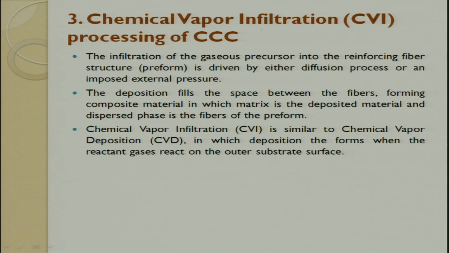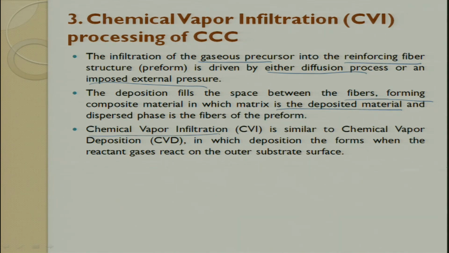The next one is the chemical vapor infiltration process. In the chemical vapor infiltration process, the gaseous precursor is infiltrated into the fiber preform. This is driven either by a diffusion process or it is imposed by an external pressure. So, either you push it or there is some phenomenon which sucks it, capillary action, you get it done. The deposition fills the space between the fibers, forming the composite matrix in which the resin is the deposited material and the dispersed phase is a carbon phase.